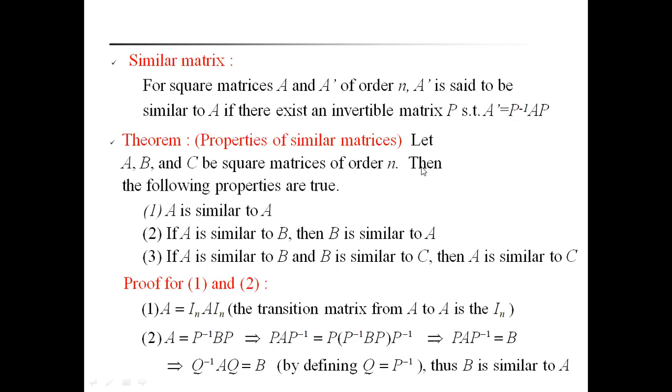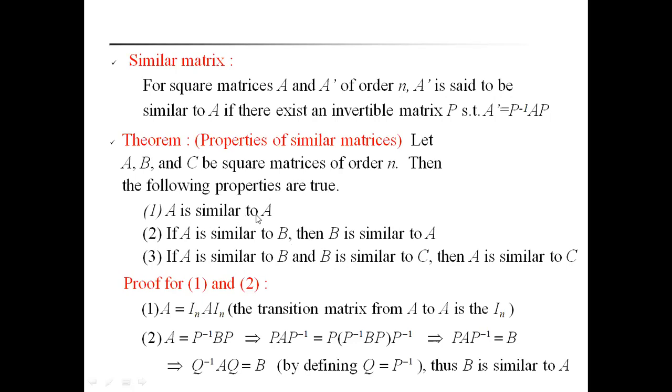Properties of similar matrices. Let A, B and C be square matrices of order n. Then the following properties are true for similar matrices. A is always similar to A; the matrix A itself is always similar to itself. If A is similar to B, then B is also similar to A. The third one is, if A is similar to B and B is similar to C, then A is also similar to C. This is reflexive, this is symmetric, this is transitive.